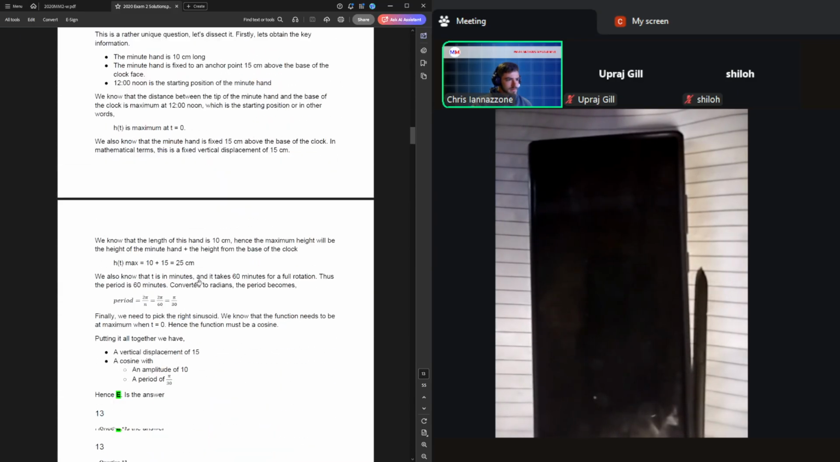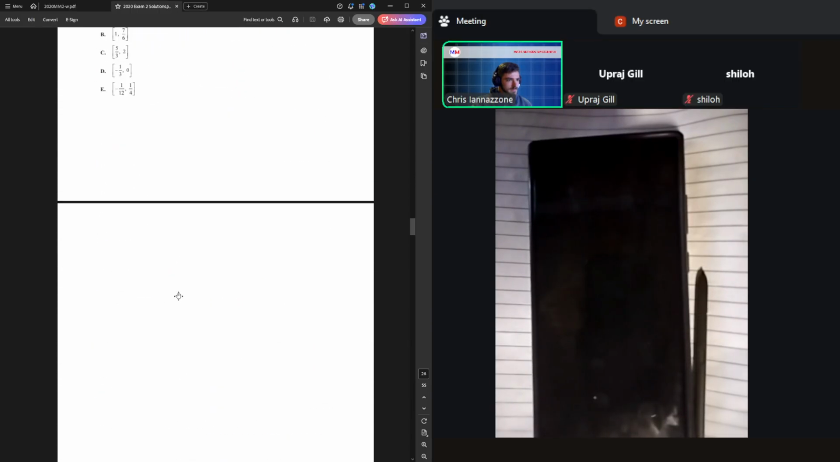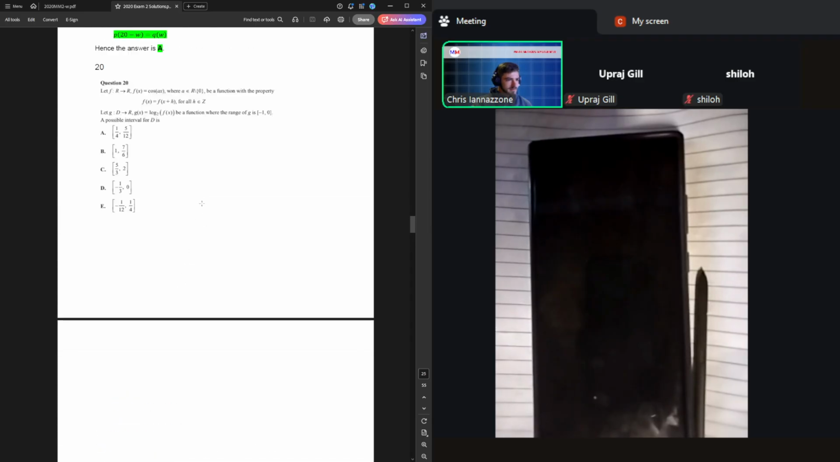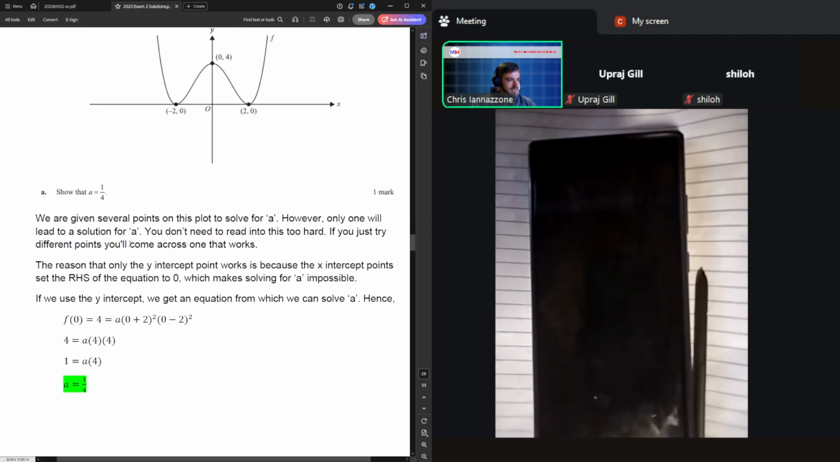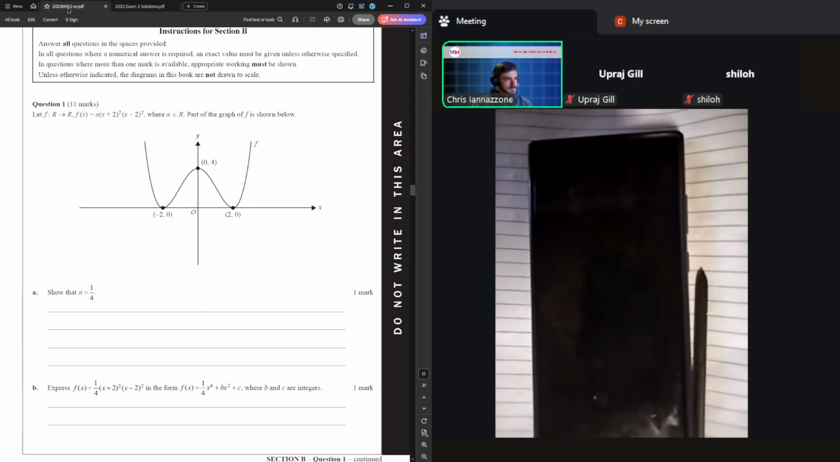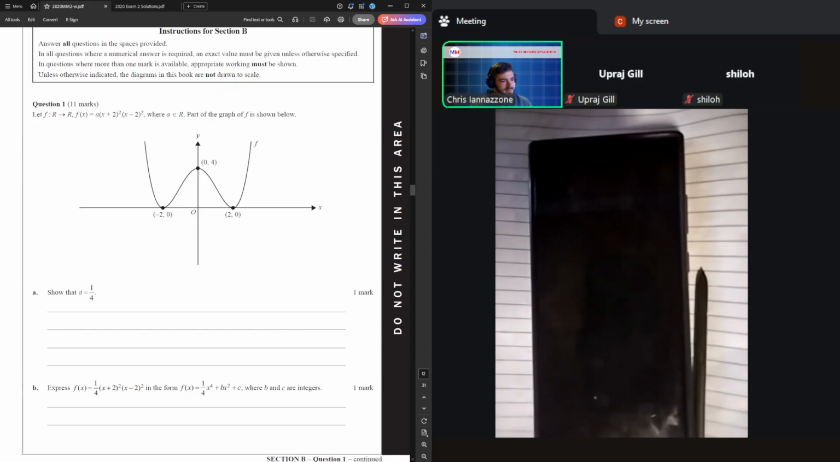So if we have a look again, just subbing in f of 0 equals 4. Nice and easy. This one's also probably pretty easy. Part B, especially considering you've got a CAS. This is tech active now. This is a one-liner in the CAS.